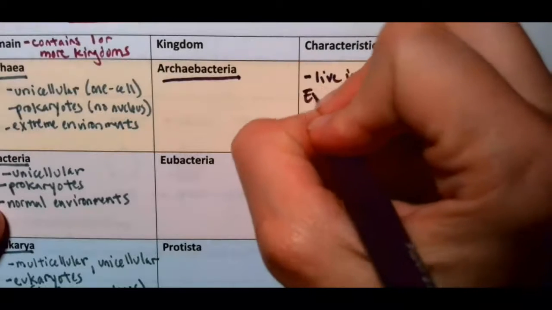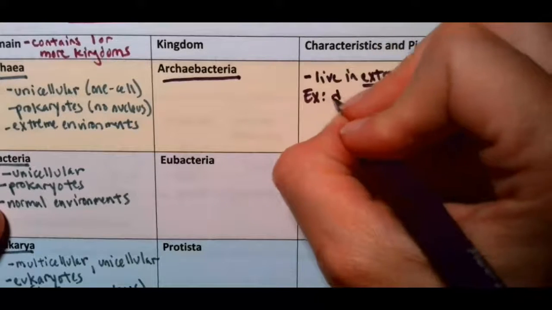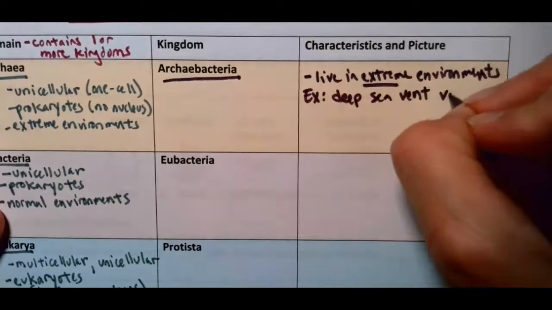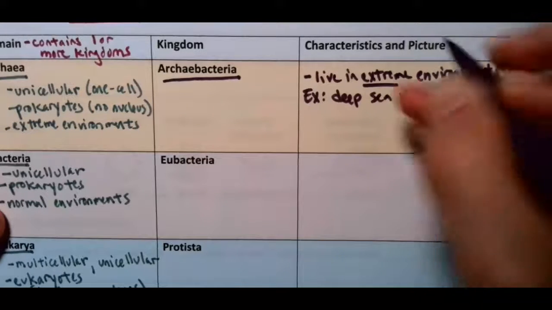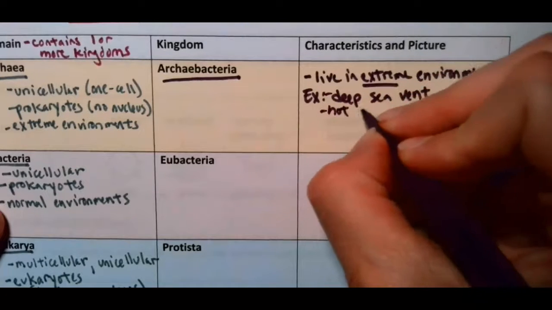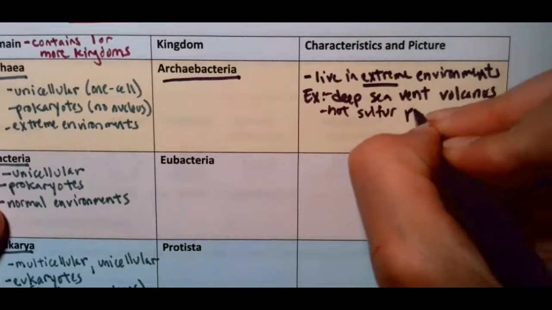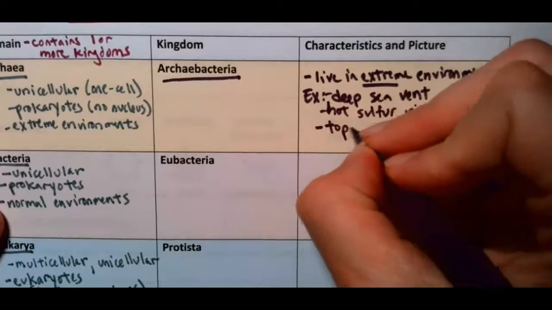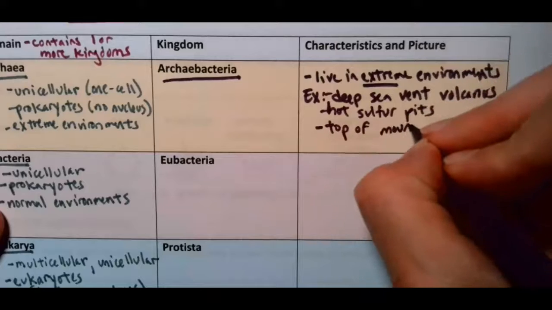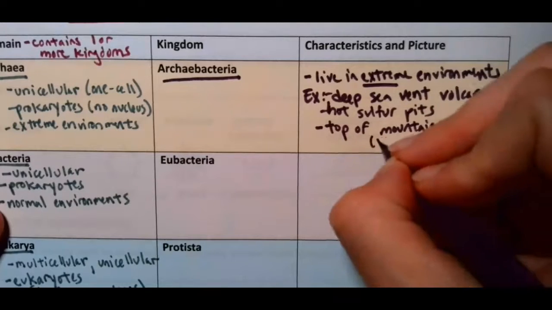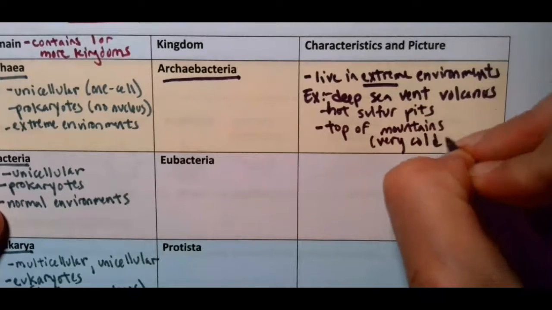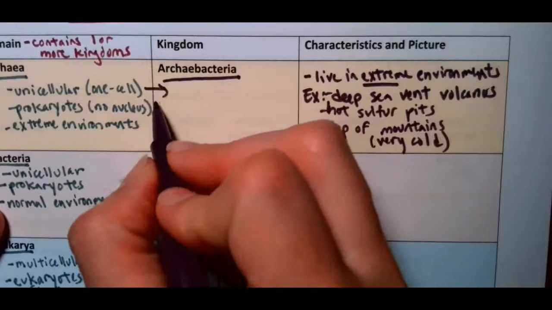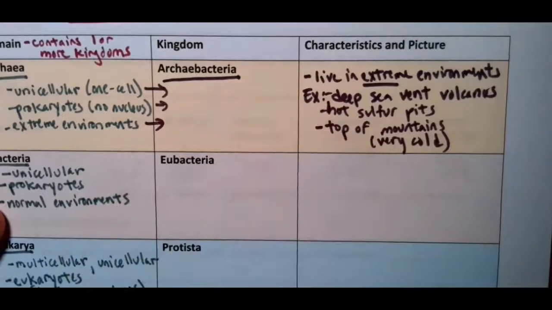For example, next to deep sea vent volcanoes, in hot sulfur pits like in Yellowstone, on top of mountains where it's very cold or lack of rain. So archaea bacteria are one-celled prokaryotes that live in extreme environments.